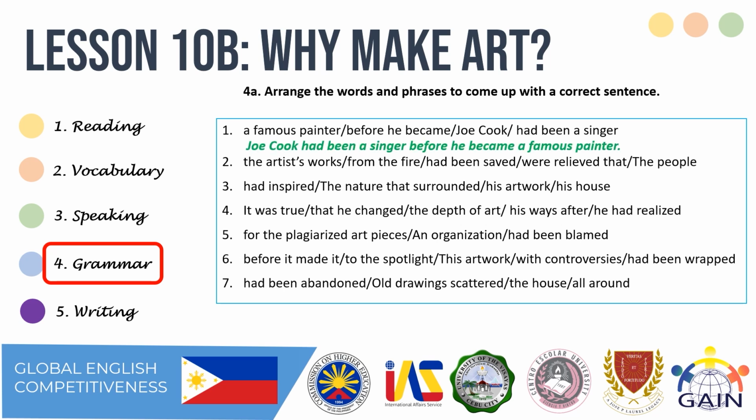The correct arrangement of these words should be: Joe Cook had been a singer before he became a famous painter. This is what we call a complex sentence. A complex sentence follows the pattern independent clause plus dependent clause. Note that there should be a subordinating conjunction in your sentence. Going back to the answer for number 1, our independent clause is Joe Cook had been a singer. Our dependent clause would be before he became a famous painter. Now pause the video and answer the rest of the items.